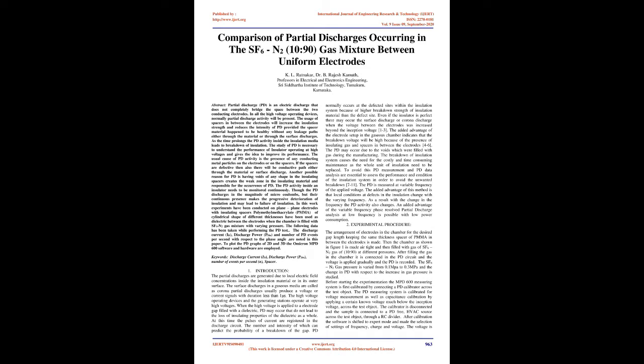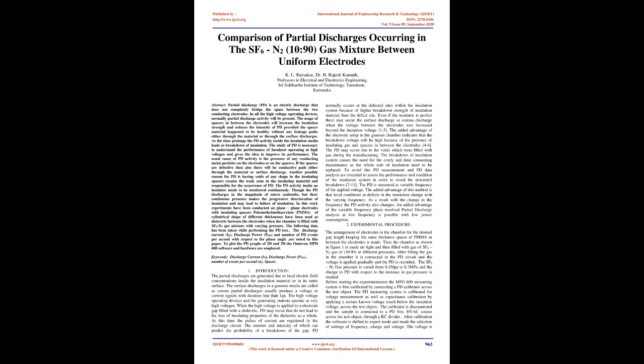If the spacers are defective, then also there will be a conductive path either through the material or surface discharge. Another possible reason for PD is having voids of any shape in the insulating spacers, which creates a weak zone in the insulating material and is responsible for the occurrence of PD. The PD activity inside an insulator needs to be monitored continuously. Though the PD discharges are in the magnitude of microcoulombs, their continuous presence causes progressive deterioration of insulation and may lead to failure of insulation.